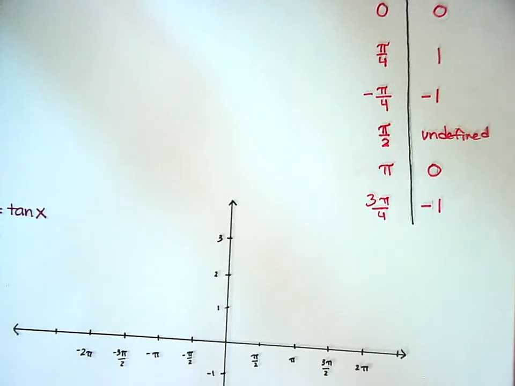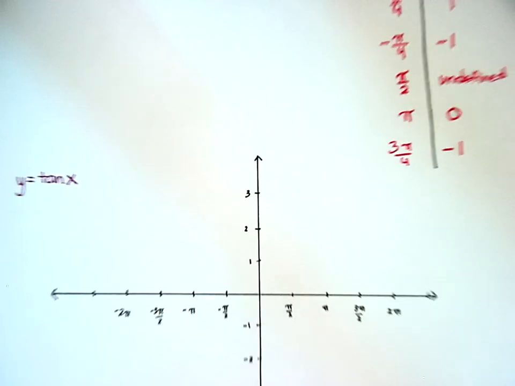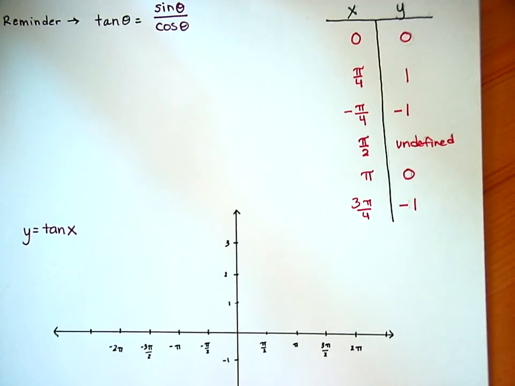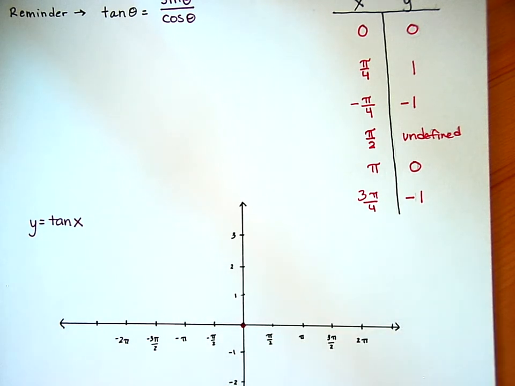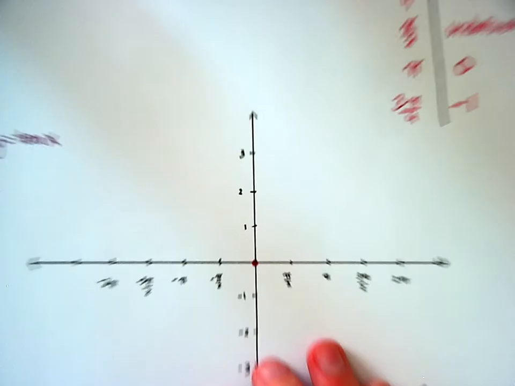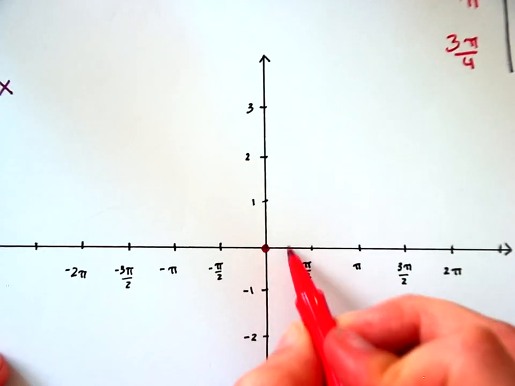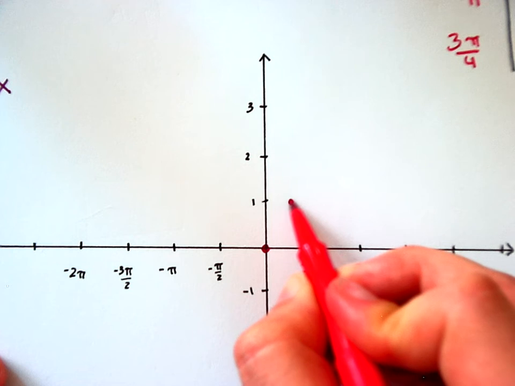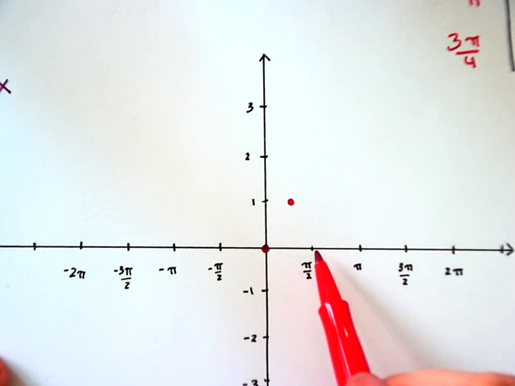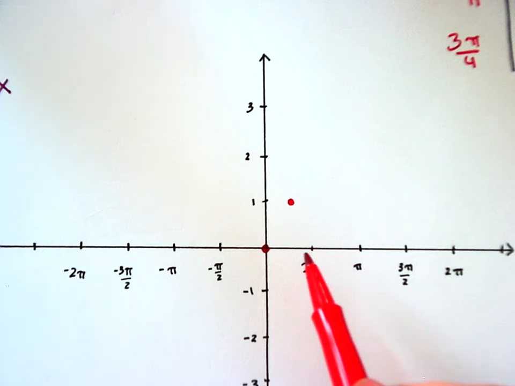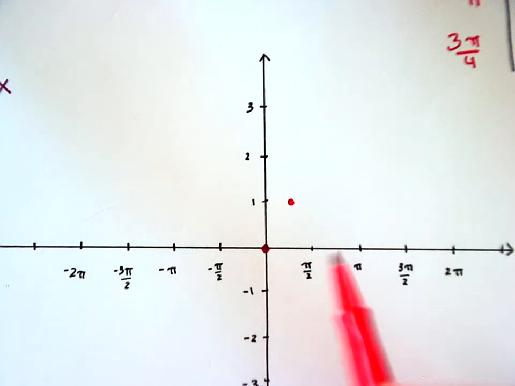Now this shape is not going to look like our sine and cosine. It's going to be a lot different. So let's see what happens here when I plot these values. Okay, so the first one we've got is 0, 0. So pi over 4 is halfway between 0 and pi over 2, right? So I'm going to go halfway, pi over 4, and up 1. That's my next value. And then my next one is pi over 2, but that one was undefined. So we're not going to put a point yet. I'll show you what that means in a moment, but we'll move on and plot the next couple points.